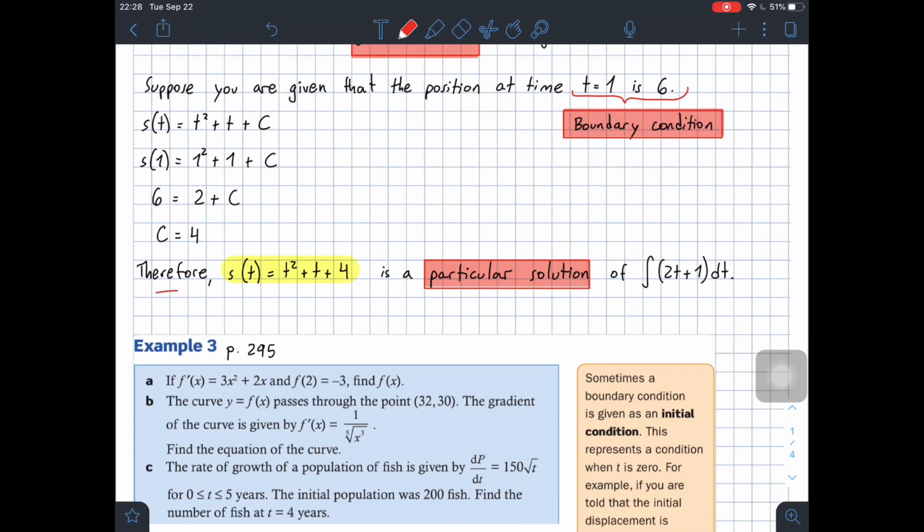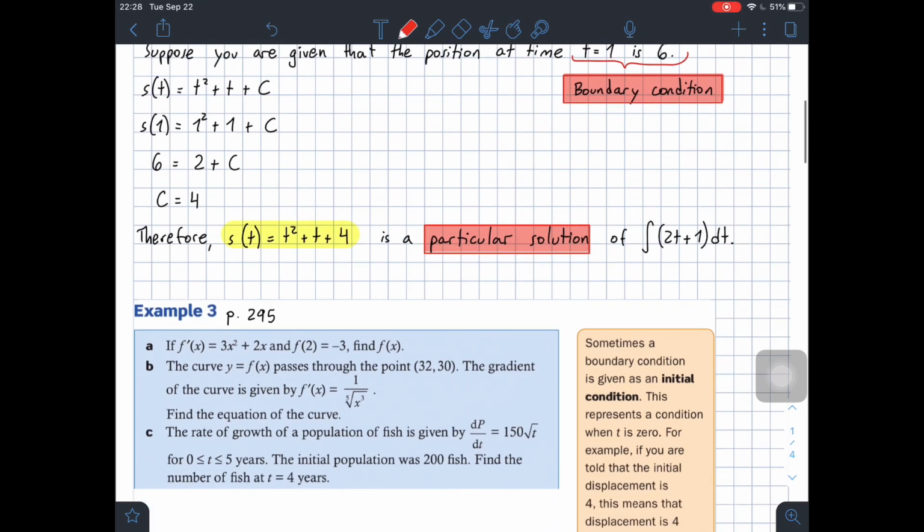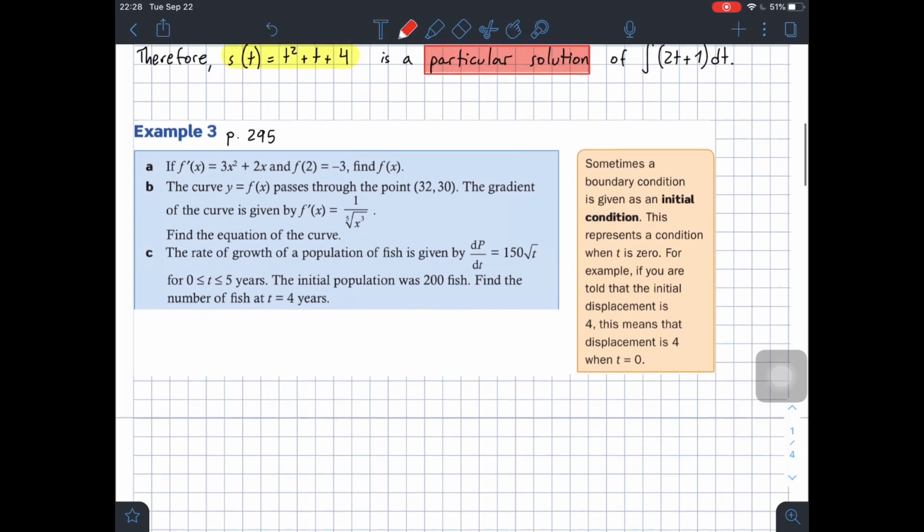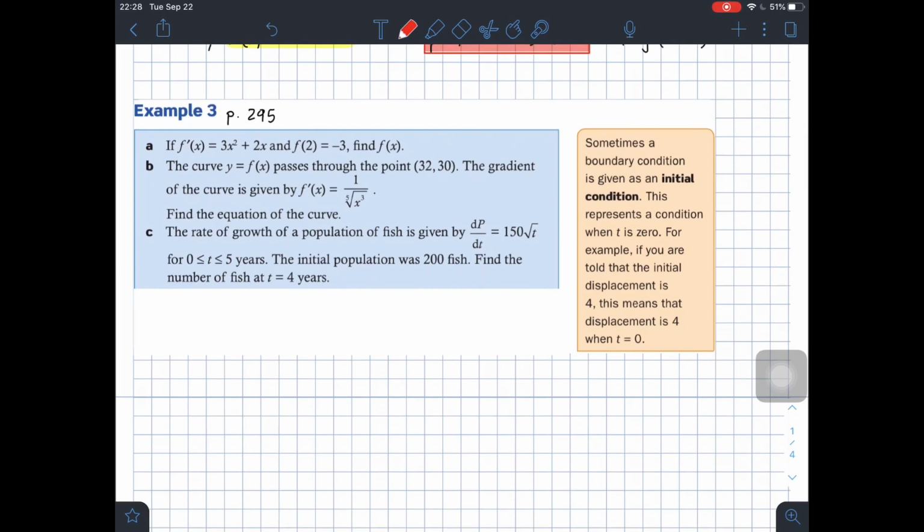So then it says, therefore, the displacement formula is equal to t squared plus t plus 4, which is a particular solution of this integral over here. Okay, we're going to see this with some examples right now. It says, if f prime of x is equal to 3x squared plus 2x and f of 2 is equal to negative 3, find f of x.